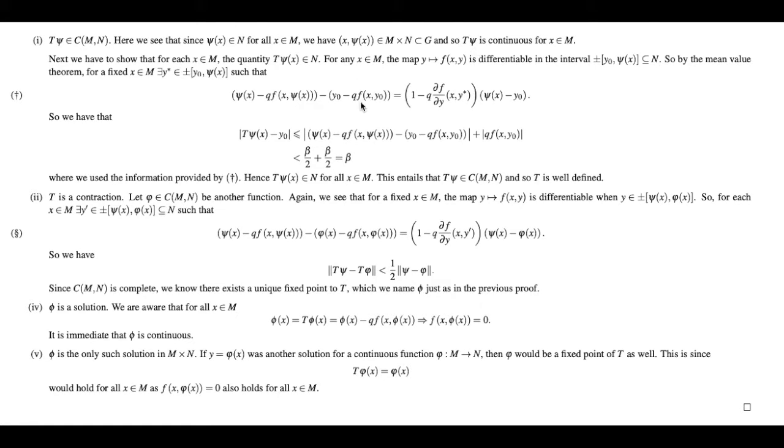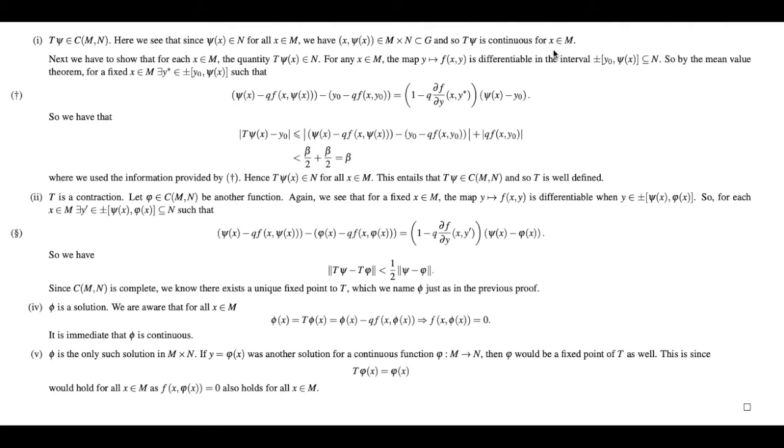So x comma psi of x. So now what we notice is that t psi is in fact continuous for all x in M. So that satisfies the first condition, that it is a continuous map.